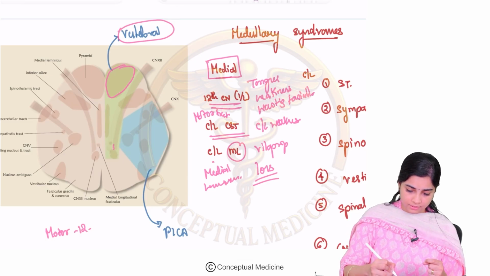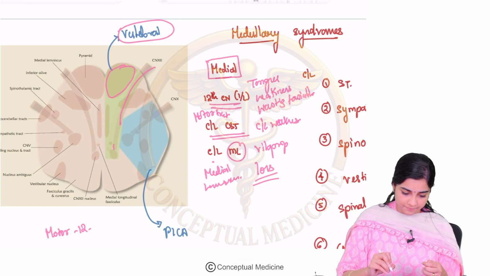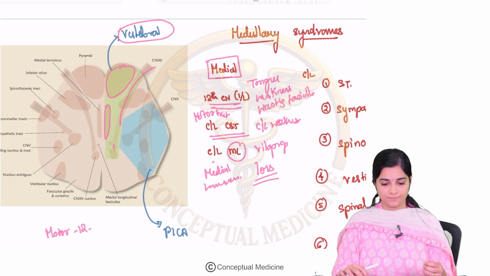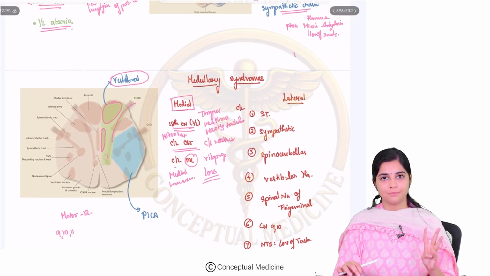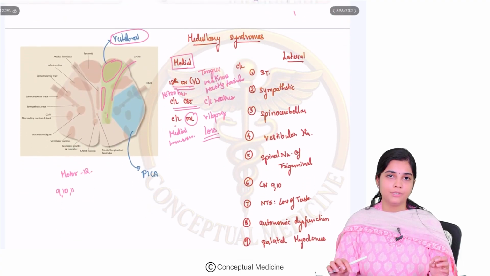Then what is the cranial nerve here? This is your 12th cranial nerve. So you have tongue weakness. Okay. Then you have this structure, which is your medial lemniscus. So these are the structures involved in your medial medullary syndrome. Remember all the M's. Then let us look at lateral medullary syndrome.